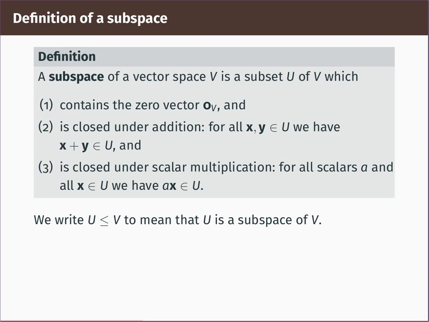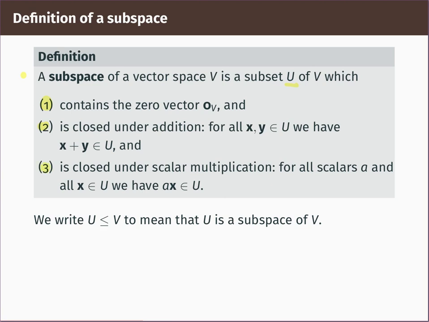So let's look at the definition. A subspace of a vector space V is a subset U of V which has the following three properties. Number one, it contains the zero vector. Number two, it's closed under addition. What that means is that if you have any two elements x and y in U, then their sum, x plus y, is also in U.